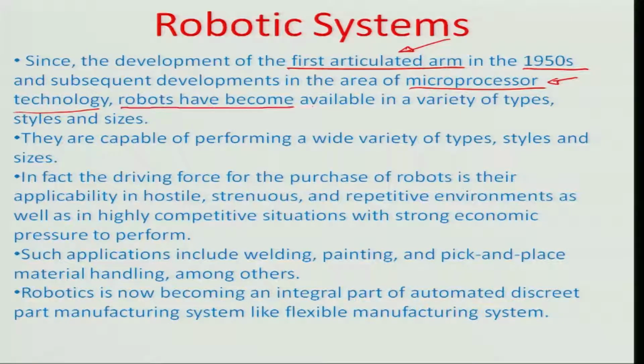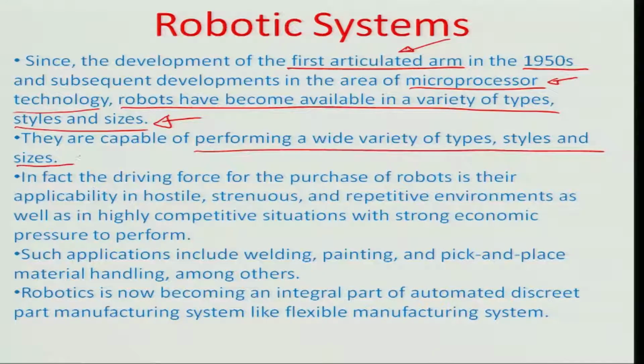So now robots have become available in a variety of types, styles and sizes starting from the 1950s, and they are capable of performing a wide variety of operations in the industry. Commonplace examples are robots used for car assembly, for weld assembly, and even for painting in automotive industries extensively. Robotics also are used in the electronics industry for assembling of different printed circuit boards to different levels of microelectronic processing as well as assembly. So there are numerous applications in the industry for these robotic systems.